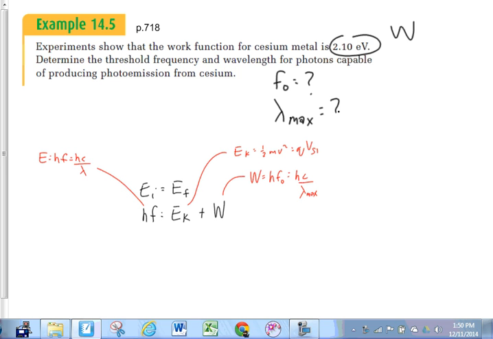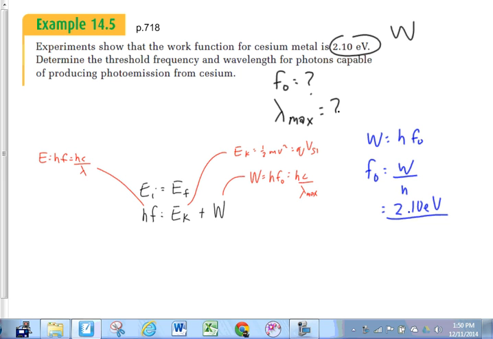Good. That'll give me the threshold frequency, right? F0 is equal to W over H. W is 2.10 electron volts. What value of Planck's constant do you want to use there?